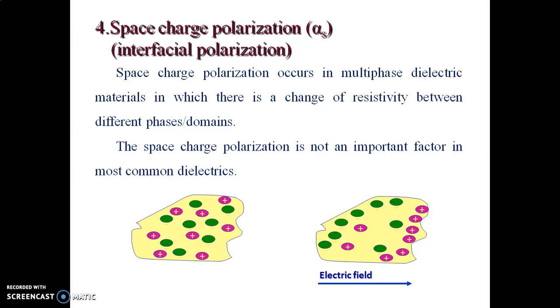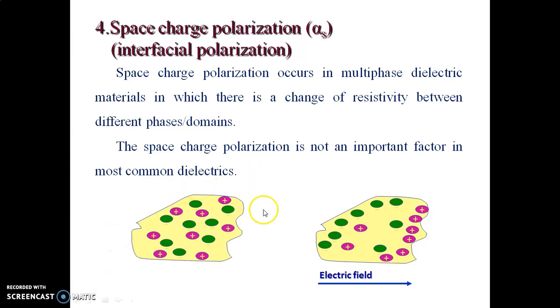So in those particular domains the distribution of charges may be random. You can see it like this: random distribution of charges takes place inside the material due to change of resistivity. Once the field is applied, immediately the charges activate, and the dielectric increases or decreases the resistivity. The conductivity depends upon how the charges get activated within that domain. So the space charge polarization is not an important factor in most common dielectrics.